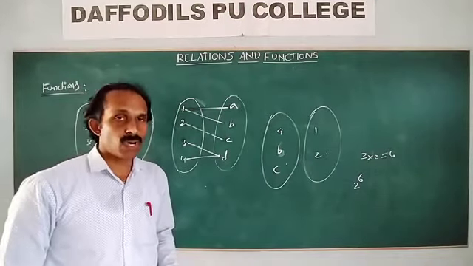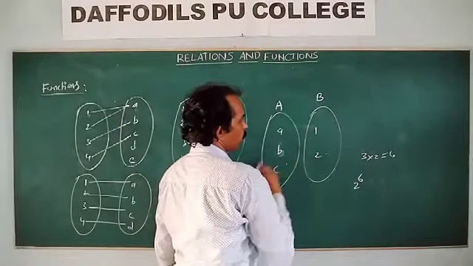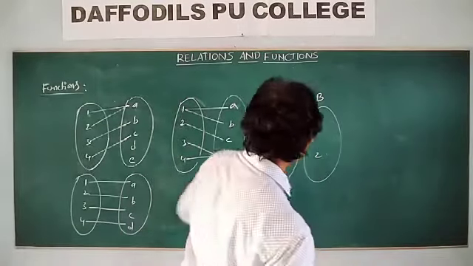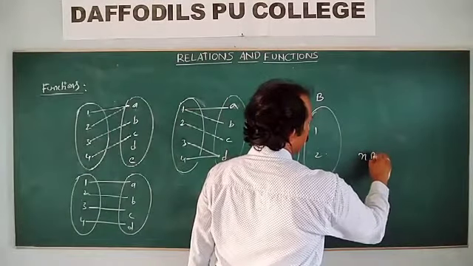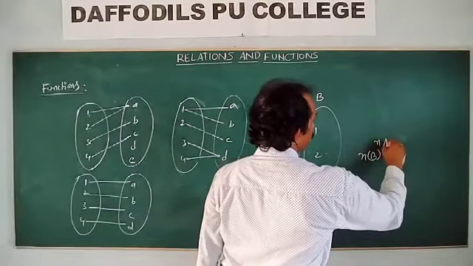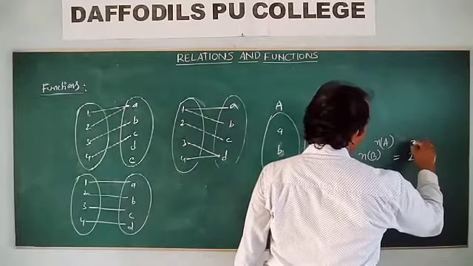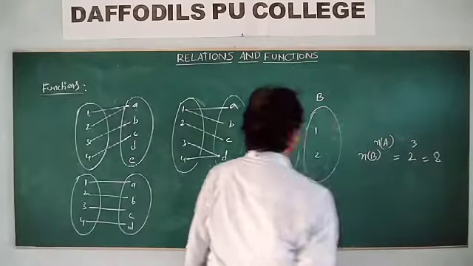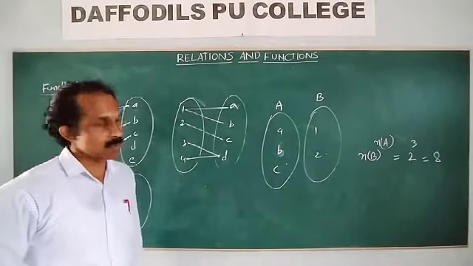Okay, the number of functions is also there. This is the set A. This is the set B. How many functions are possible? The formula is n(B) power n(A). n(B) here is 2 elements, n(A) is 3. So a total of 8 functions are possible. Okay.